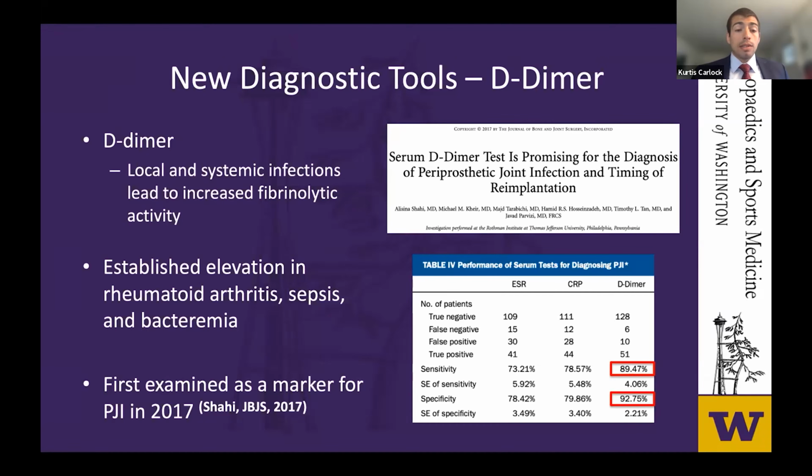D-dimer itself is a marker of fibrinolytic activity, with fibrinolytic activity being elevated in settings of local and systemic infections. Given that D-dimer was recognized as representing an acute phase reactant of sorts, it was first examined as a marker for prosthetic joint infection back in 2017. Initial results were really quite promising, with a sensitivity and specificity of around 90% on early studies. Given these promising results, it was incorporated into the 2018 diagnostic criteria as a potentially very useful tool.